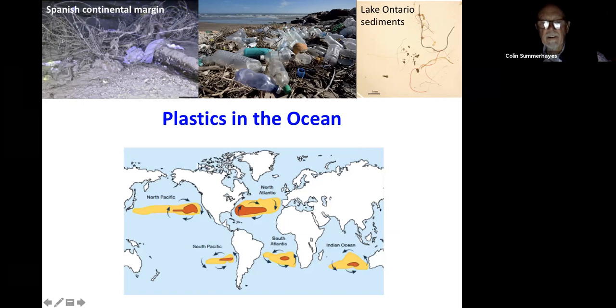The problem with a lot of this plastic is that in the ocean, it degrades into very small particles, and those get into animals. Fish eat them. And we then eat the fish. So we're actually eating some of this plastic.